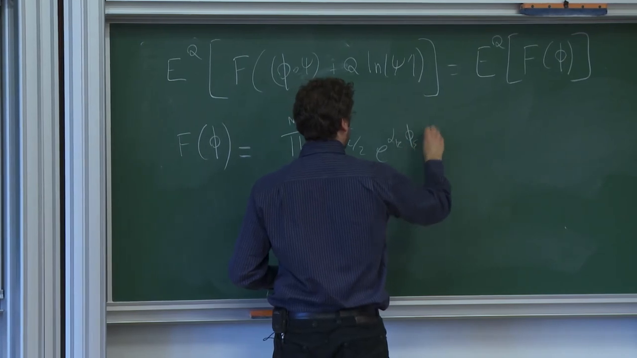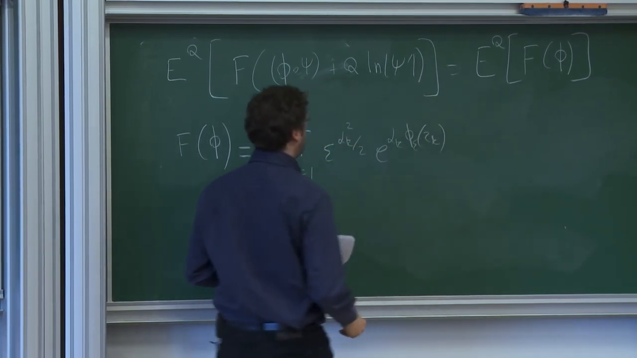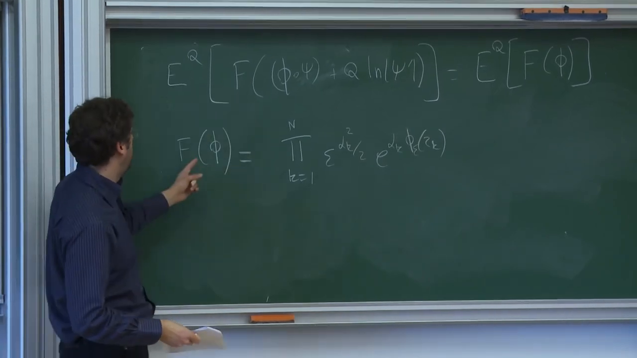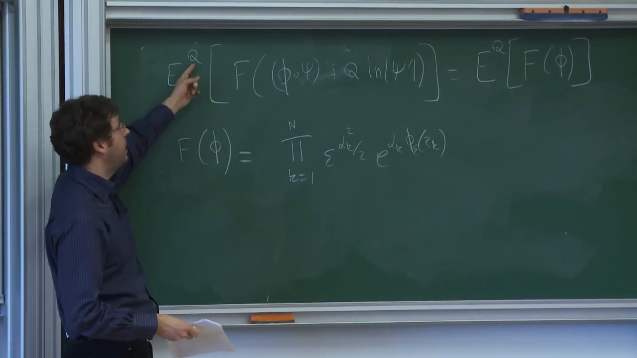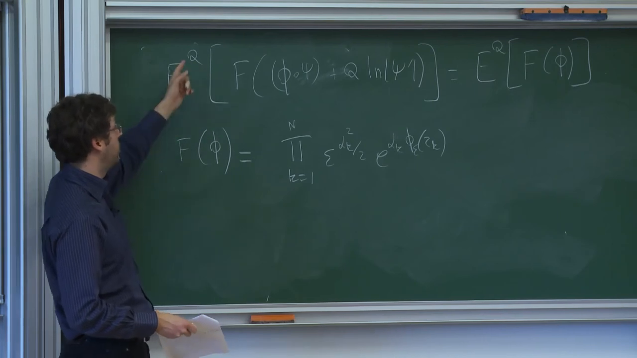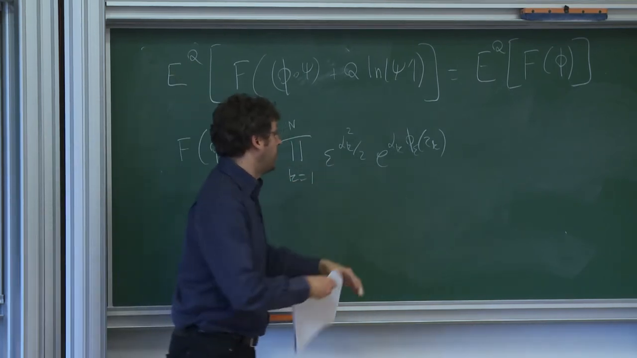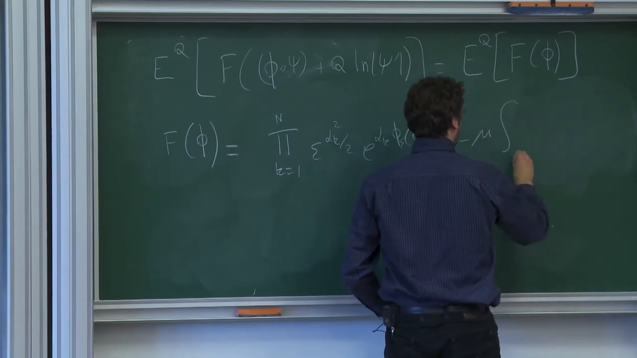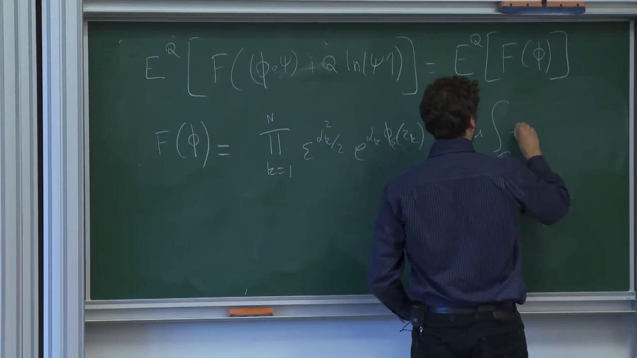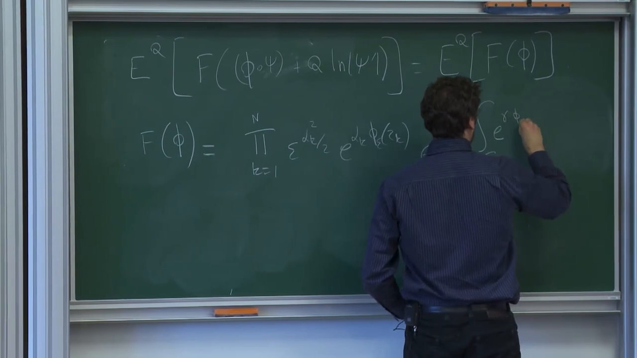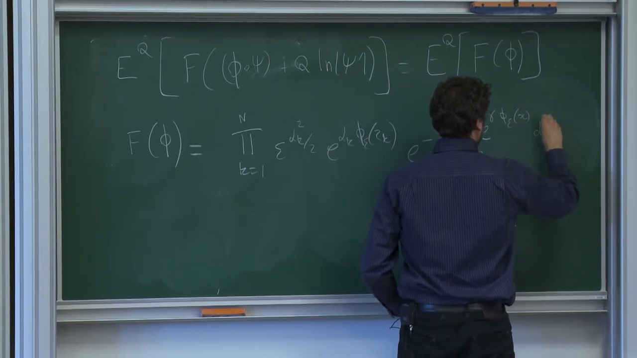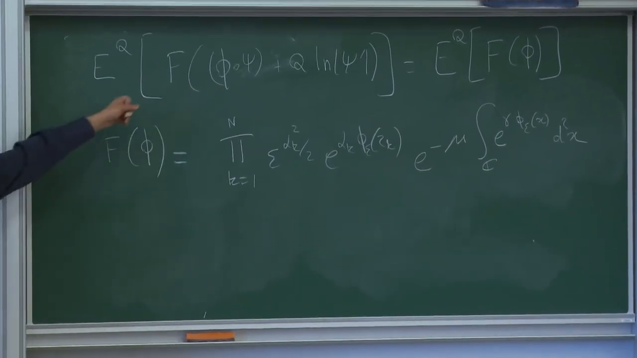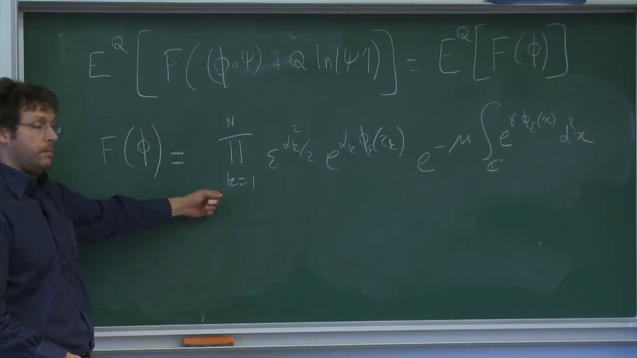Remember, my correlations are defined as the limit of the expectation with respect to my Q measure of the product of the vertex operators, exponential minus mu integral of exponential gamma phi epsilon of x d2x. Okay? So I apply my relation here to this guy.